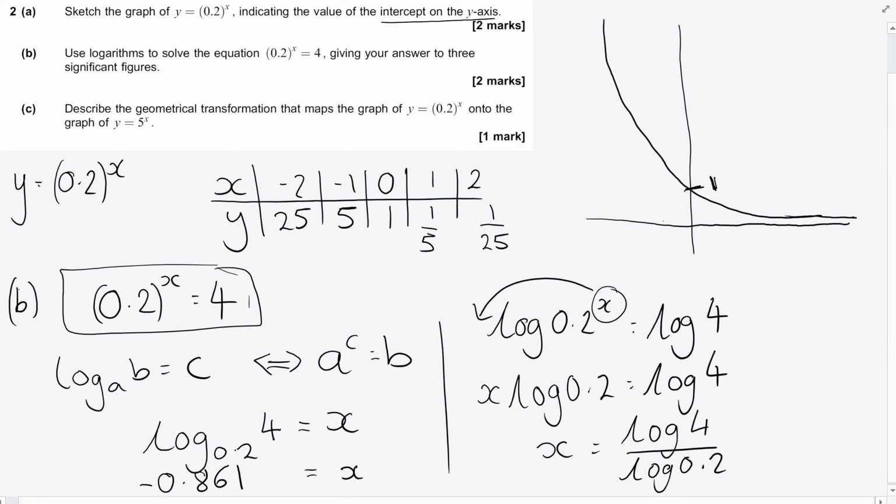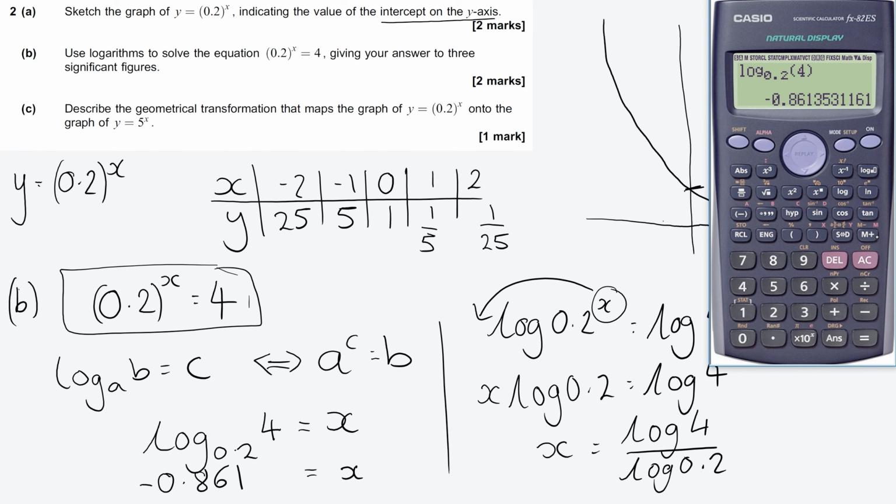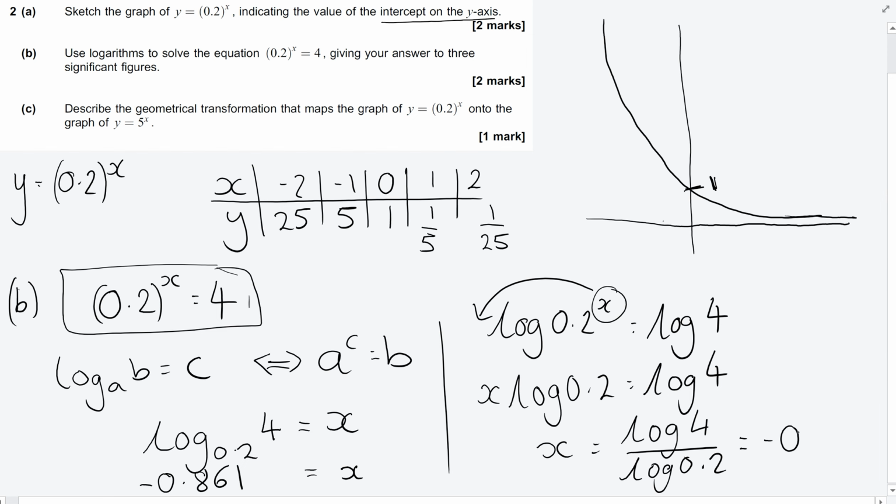And if we then put that into our calculator, so it's log base 10 of 4, I'm going to close my bracket, over log base 10, 0.2, not 2 points, there we go. We get exactly the same solution of minus 0.861 to 3 significant figures there.